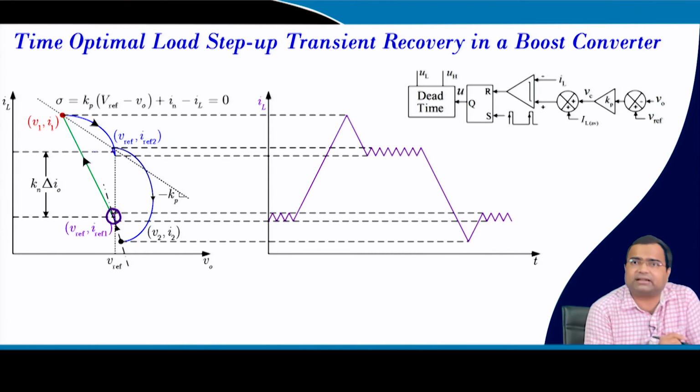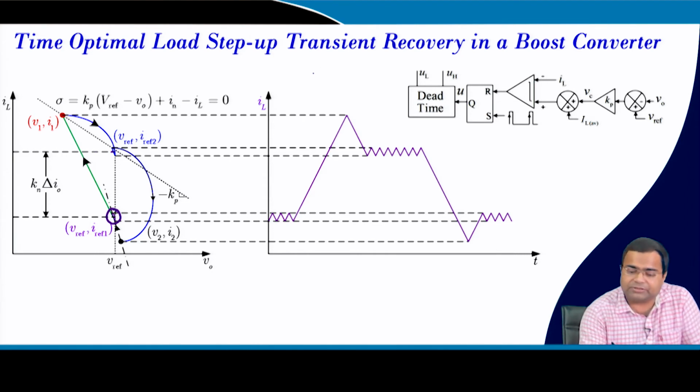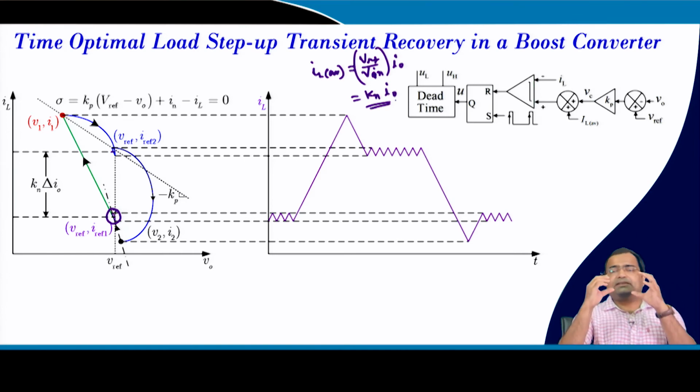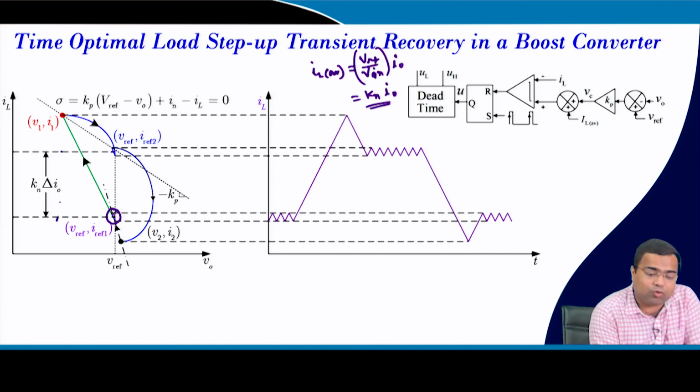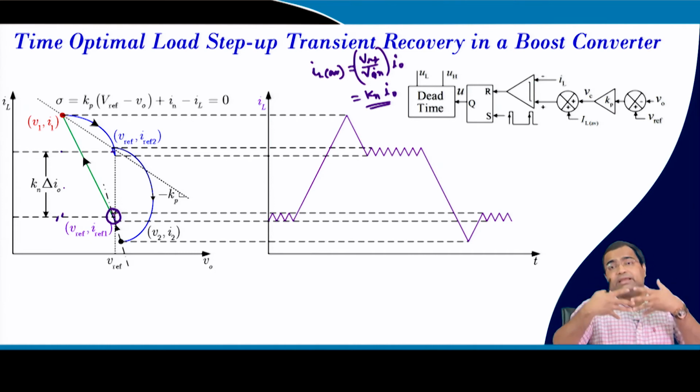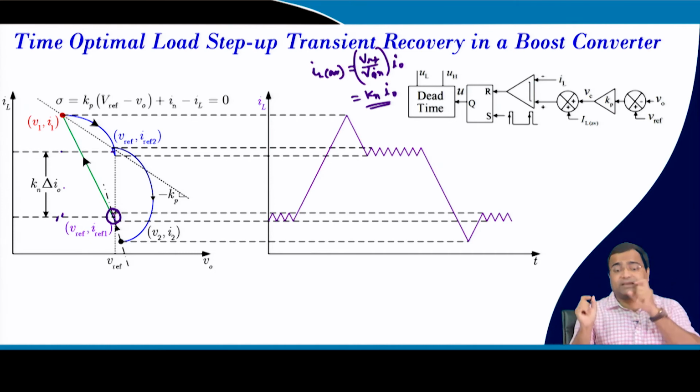Interestingly, the average inductor current in a boost converter is nothing but Vref over Vin into the load current. So, here this we call a normalization factor, Kn, into I0. So, any step change in the load current will appear with the normalization factor in the step change. That means the step change in the inductor average current will be Kn, the normalization factor, into the load step size.